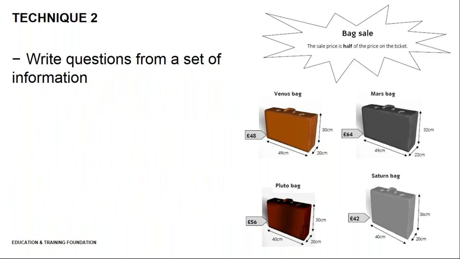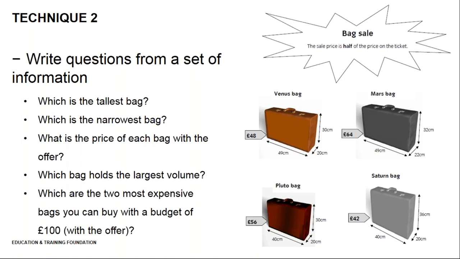The second technique is about writing questions from a given set of information. This is an extract from an Entry 2 City and Guilds functional numeracy paper, which I provide to the students and ask them to write their own questions about it. These are some examples of possible questions the students have written, which you will notice vary somewhat in complexity. This technique can be used with mixed ability groups, as students will naturally think of questions at their own level. Only questions they know the answer to are allowed.